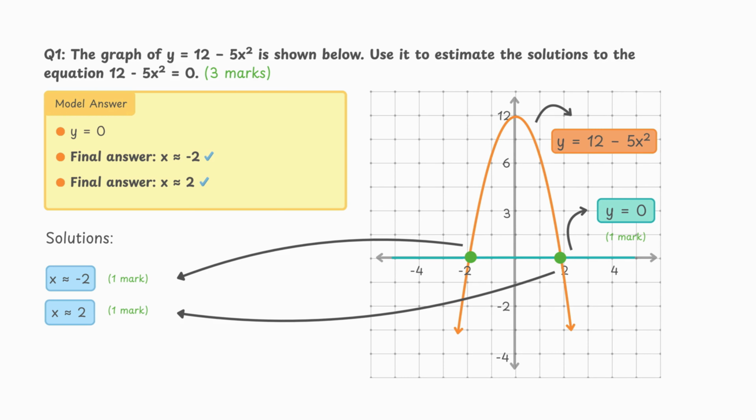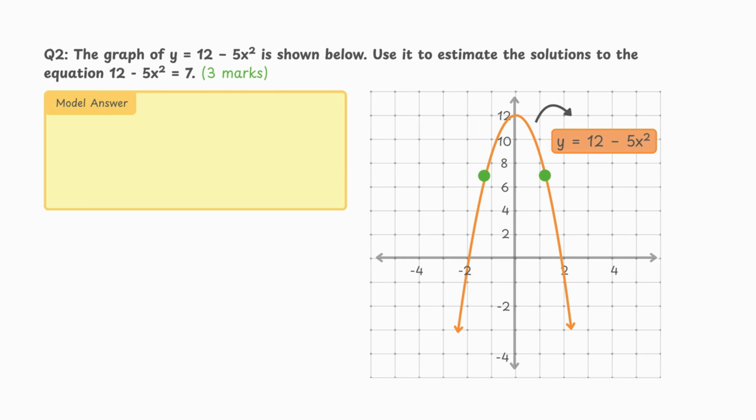Now take a moment to understand the process. We did not solve the equation algebraically. Instead, we used the graph to find where the curve crosses the x-axis. So always remember this key idea. When you are asked to solve an equation using a graph, you look for where y equals 0 and read off the x values carefully.